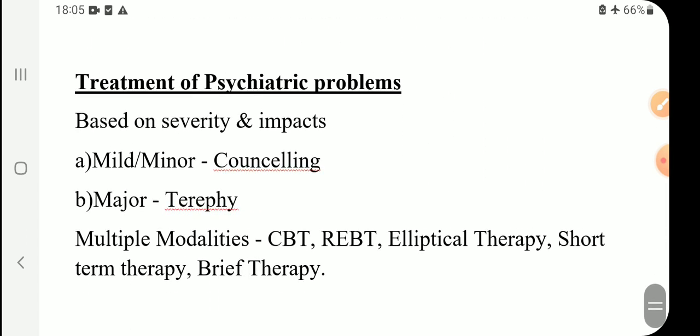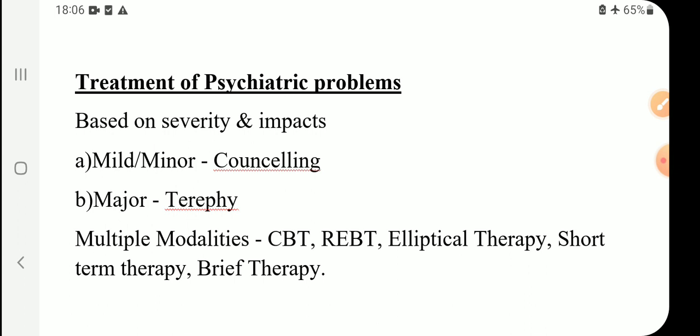And coming to the treatments of psychiatric problems, what kind of treatments are available with a psychiatrist, and how do they actually treat the patient? Let's see that. The treatment is based on severity and impact. First, they will diagnose the patient and see what kind of severity and what type of impacts are there due to their problem. If the problem is mild or minor, then they will just send the patient to a counselor, and they will counsel them in 2 or 3 counseling sessions, and then give a solution to the patient.